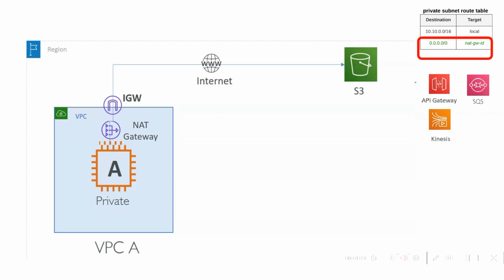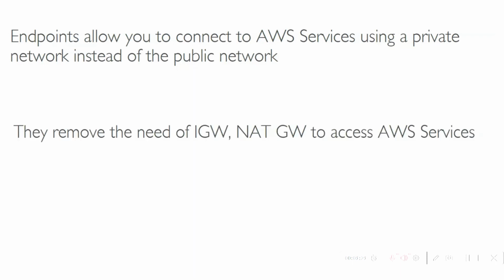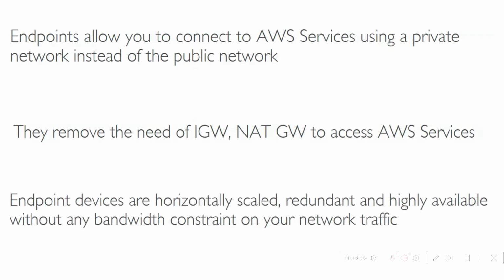of VPC endpoints. So endpoints allow you to connect to an AWS service using a private network instead of the public one. So you don't have to provision any internet gateway or NAT gateway to access an AWS service when you use a VPC endpoint. These devices are horizontally scaled, highly available and redundant.